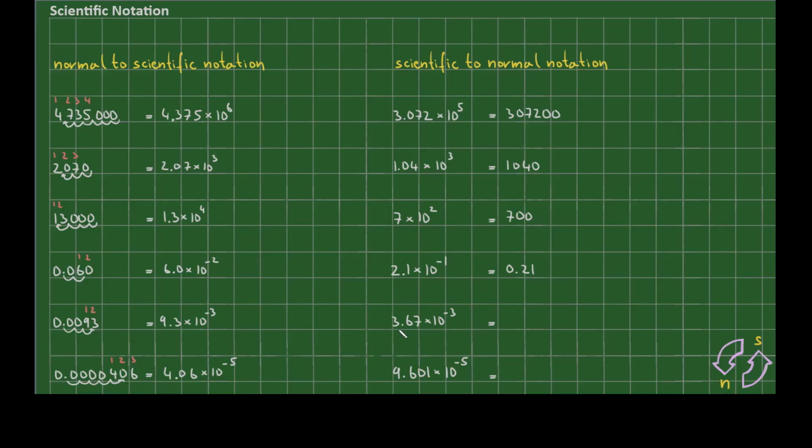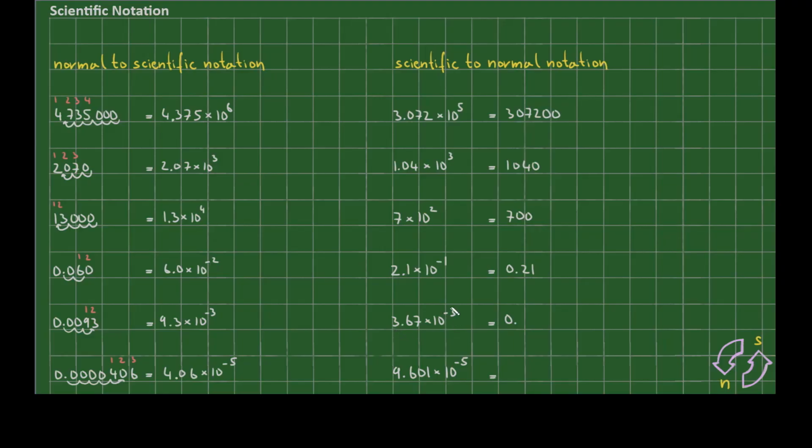What about the value 3.67 multiplied by 10 to the negative 3? The exponent of the magnitude is negative. This means that in normal notation, this value is less than 1, and so I can write 0 point. 10 to the power of negative 3 is the same as 1 divided by 10 to the power of 3, or 1 divided by 1,000, which is a thousandth. So this is telling me that this 3 needs to be in the 1,000th position.